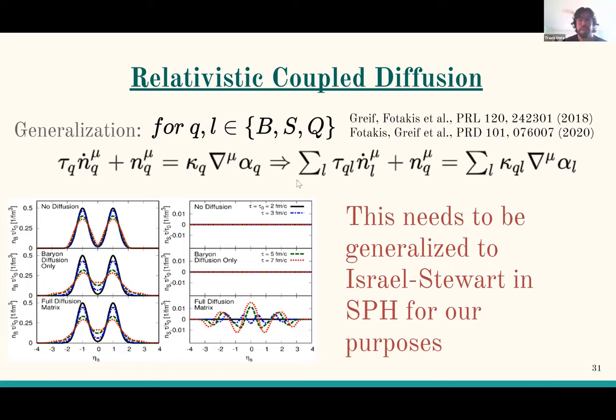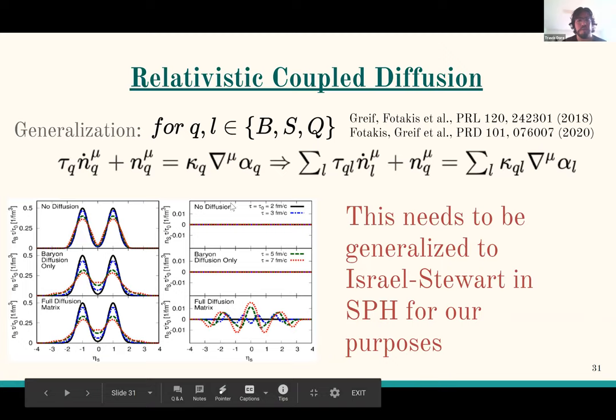So there's a wonderful paper here by Jan Fatakis and collaborators, where they don't derive these equations. They kind of posit this equation for coupled diffusion and derive these kappa QL coefficients in one sense from kinetic theory and another sense just from a parameterization, and just to see what hydro changes when you turn on the coupled diffusion. And you can see here that there are some significant changes when you turn on the full diffusion matrix rather than just baryon diffusion or no diffusion at all. The baryon diffusion doesn't change all that much, but the strangeness one certainly does, right?